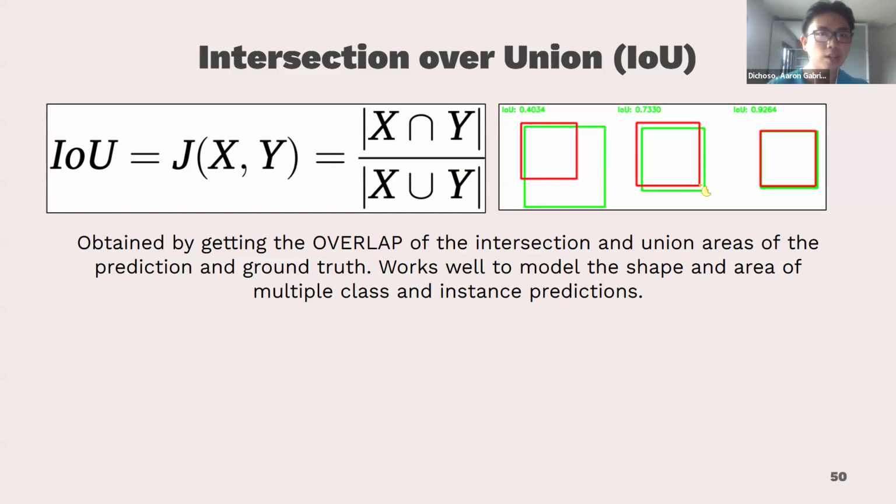Okay, so this one is very widely used. This metric is very widely used because it also takes into account the shape of your prediction as well as how close it is, like the specific pixels of your prediction.